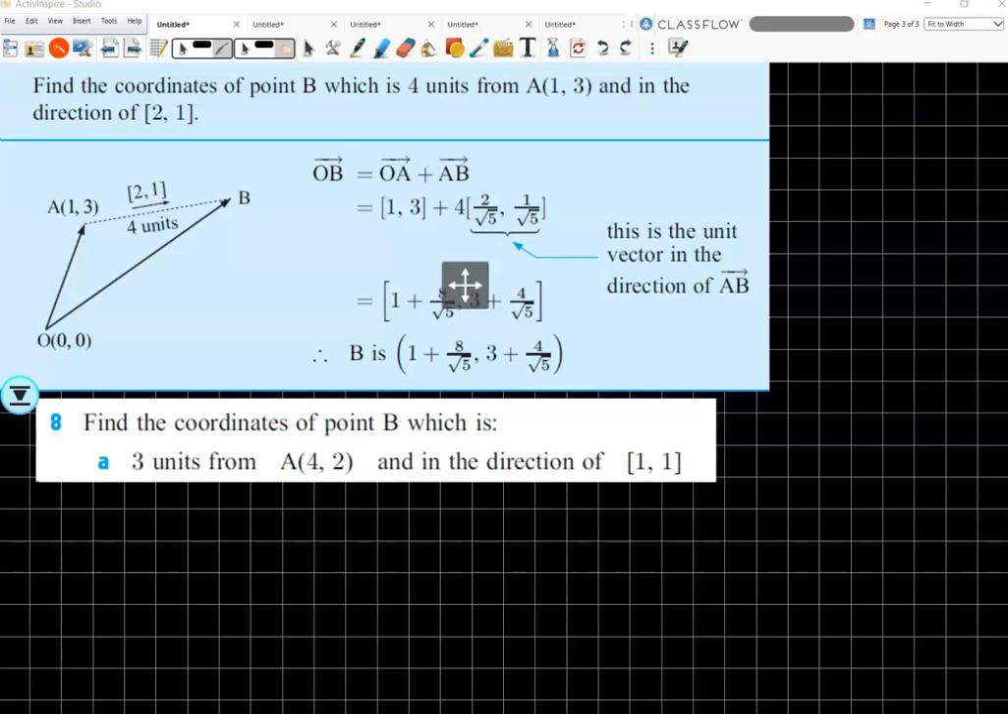So far this lesson, you've been reminded about simultaneous equations. We've been reminded about position vectors and adding vectors. We've got ratio that we've covered, so a lot of little different things.